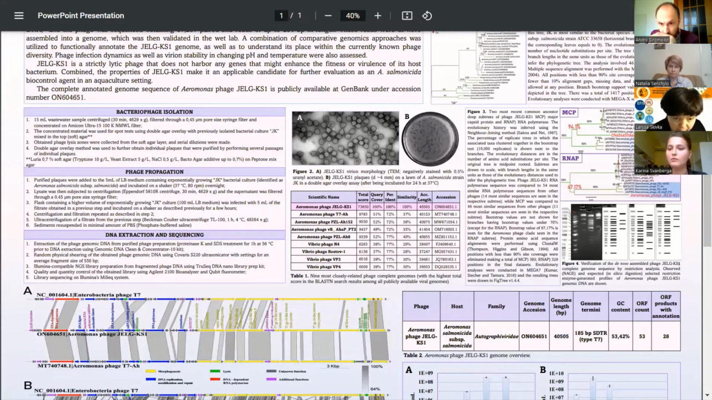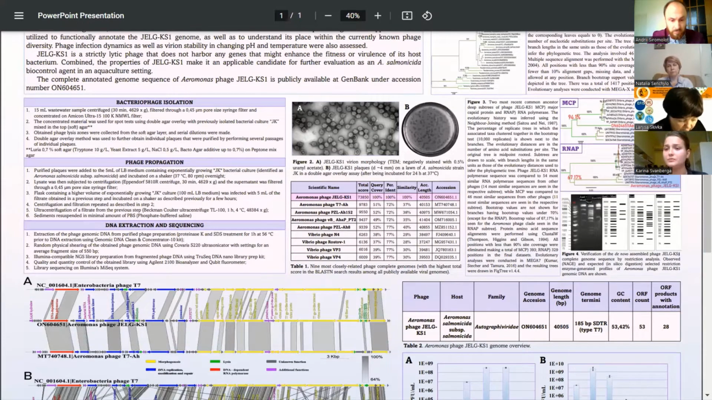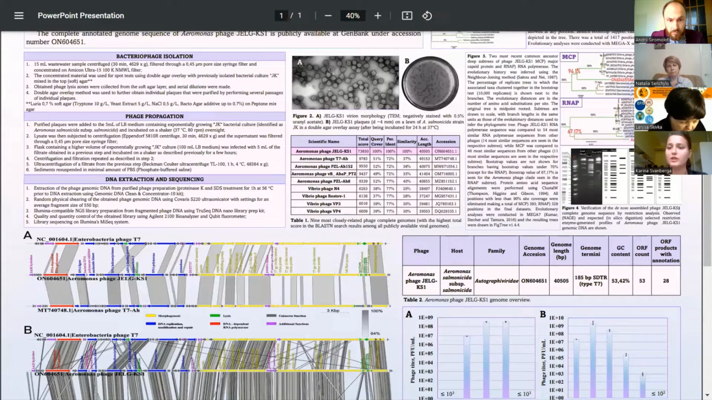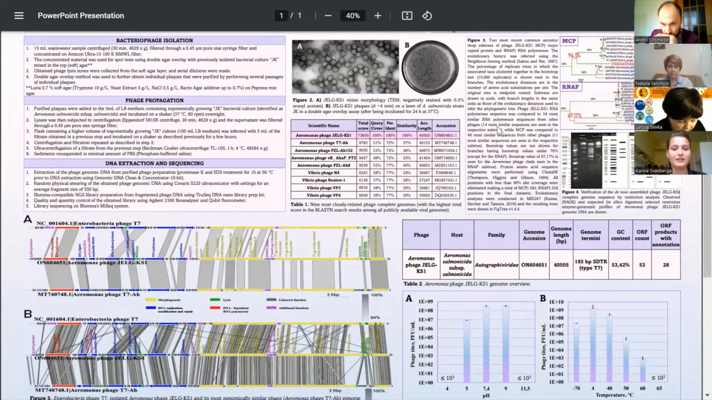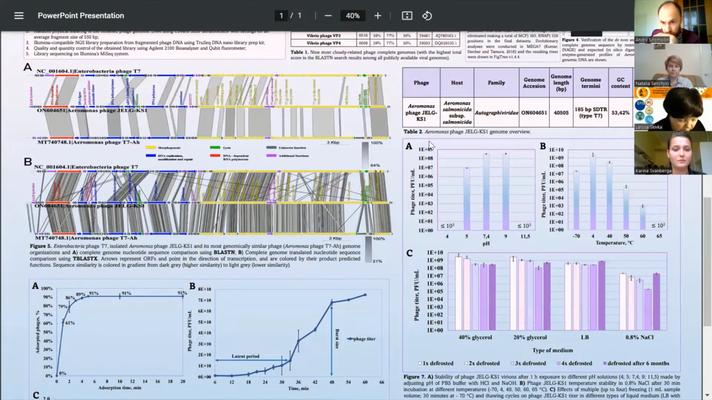And also, as you can see here, major capsid protein 3 is actually more similar to Vibrio phages than to already existing Aeromonas phages. And here, the RNA polymerase 3 also has very low similarity to other Aeromonas phages. So, now the microbiology experiments.